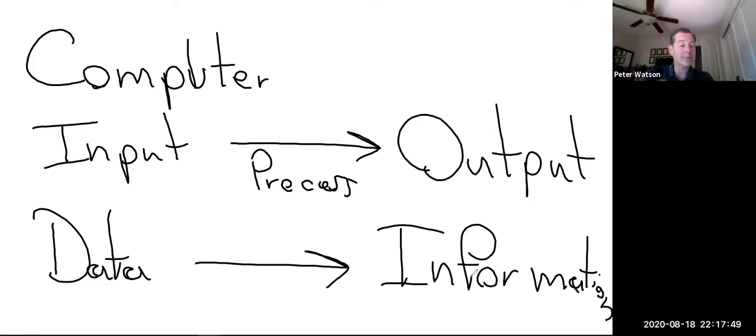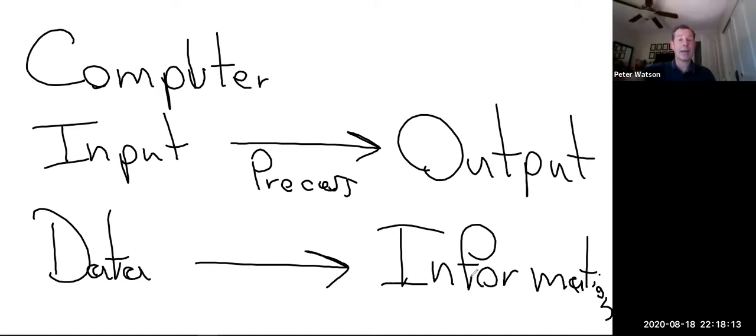And again, we're processing in the middle. So basically data can be thought of as individual facts and figures. So if I say the number 32, for instance, that's a piece of data. It has no context, it has no meaning. I mean, 32 is a quantity of something, but it doesn't have any meaning because it doesn't have any context.